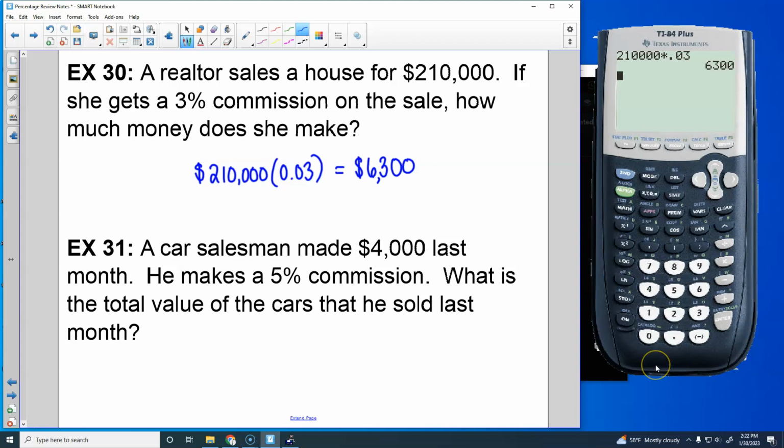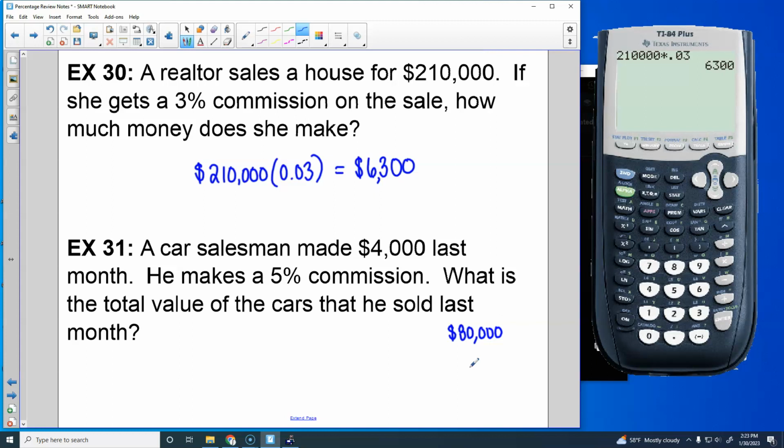Okay, what do you got? Tell me the answer first. I want to see if it's reasonable. Should this be more or less than the 4,000 there? It should be significantly more, right? Because he only gets 5% of it.